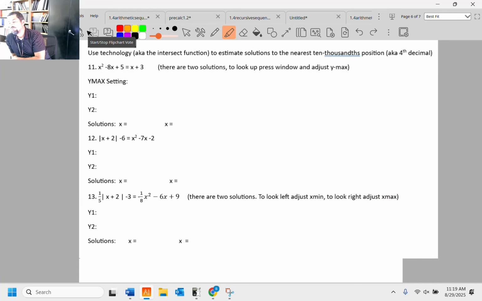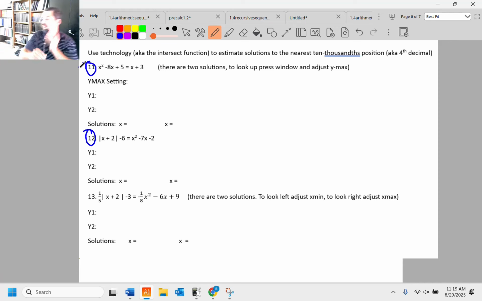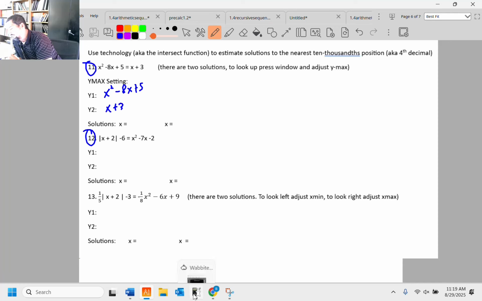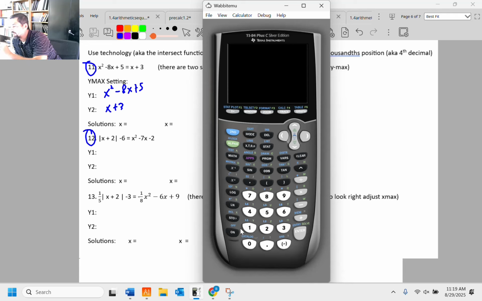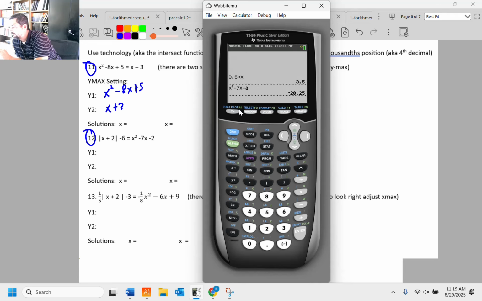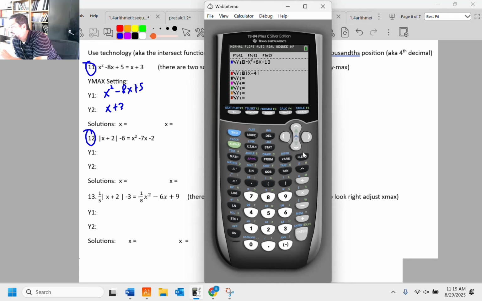All right, finally we're at use technology, and I don't want to do all of these. Like I'm going to do 12, and maybe I'll do 11. I don't know. I guess I'll do 11 and 12. So in y1, I'm going to put x squared minus 8x plus 5. And in y2, I'm going to put x plus 3. And just look at your notes from class.